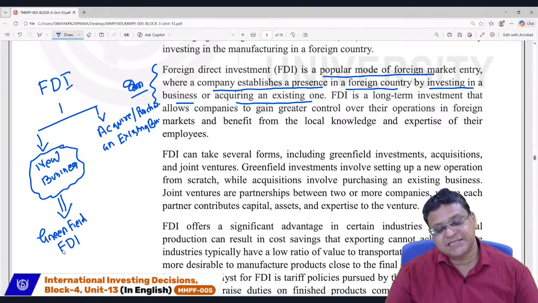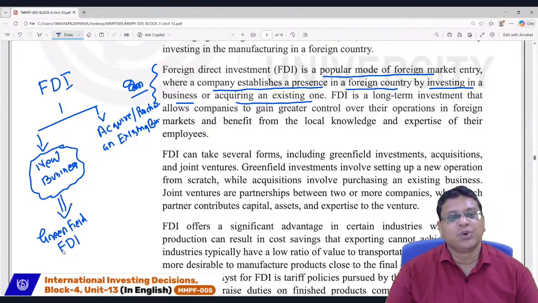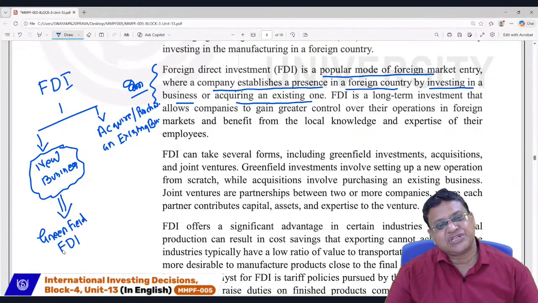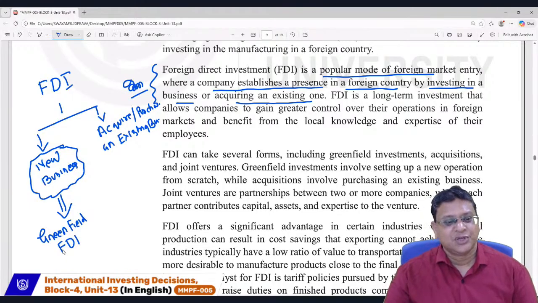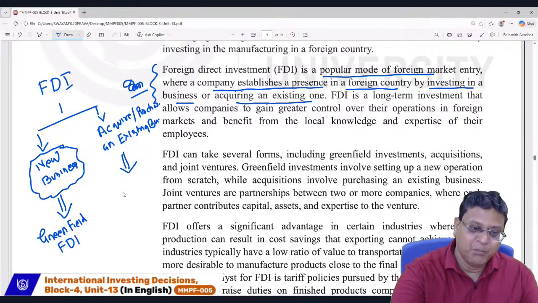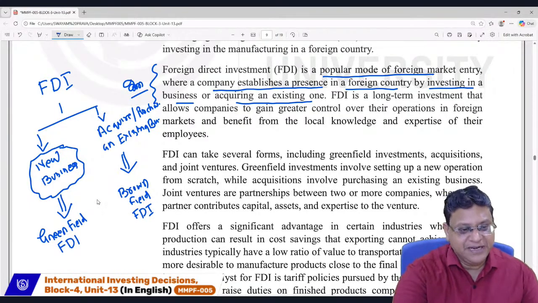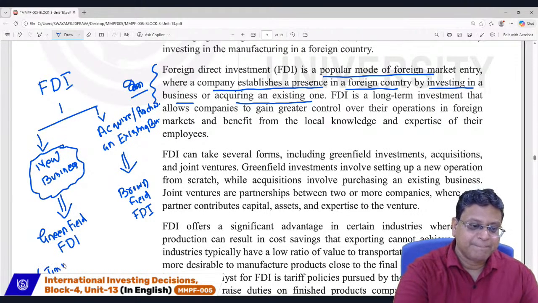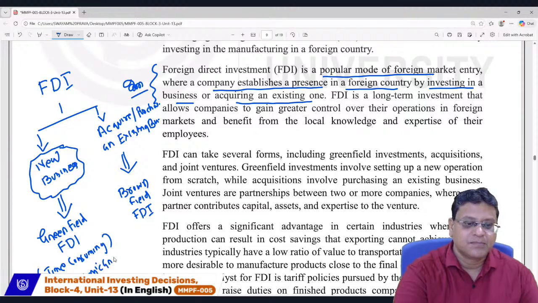But suppose there is an existing steel company, Steel Authority of India, SAIL, Rourkela steel plant, and POSCO wants to acquire or purchase it. So that will be known as brownfield FDI. So FDI can be greenfield FDI or brownfield FDI. In greenfield FDI, it's time taking, time consuming. In this case, the growth will be organic growth. In case of brownfield FDI, it will be quick, overnight, and the growth will be inorganic growth.